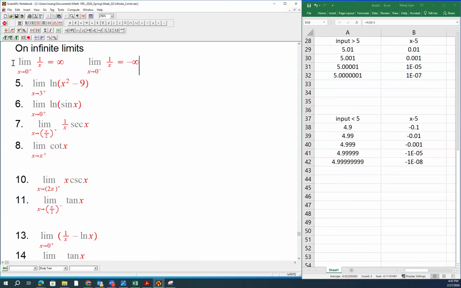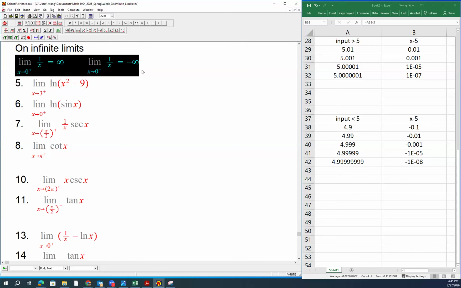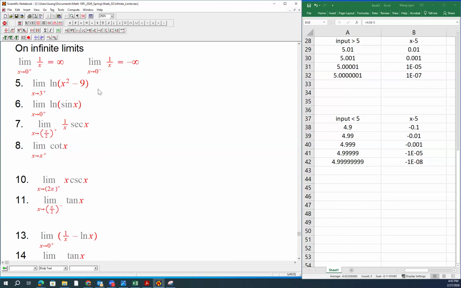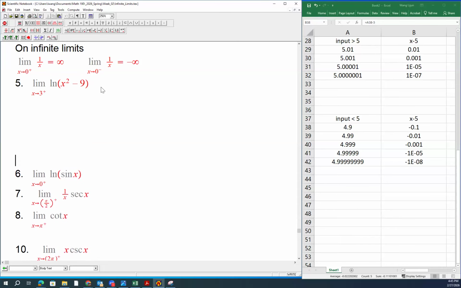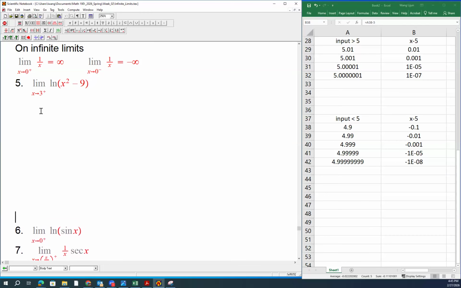Let's take a look. These two limits may still be useful. All right, so let's look at number 5. This number 5 is a composition of the natural logarithm and x squared minus 9.